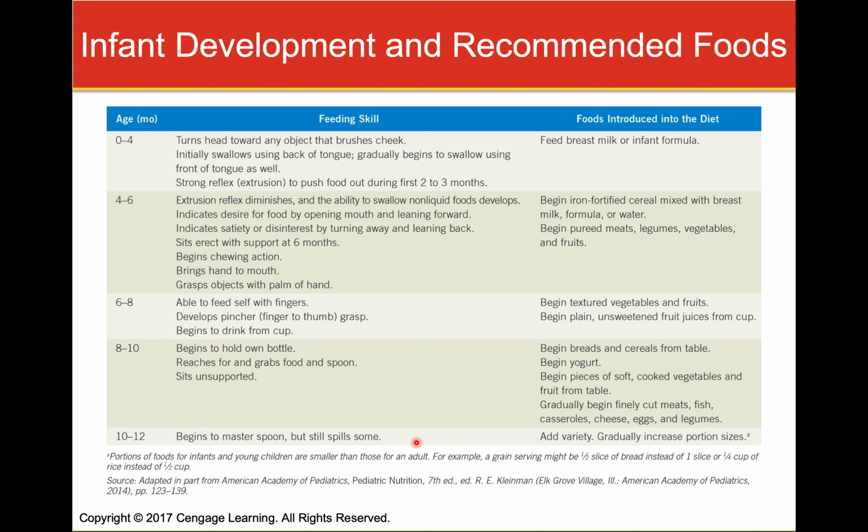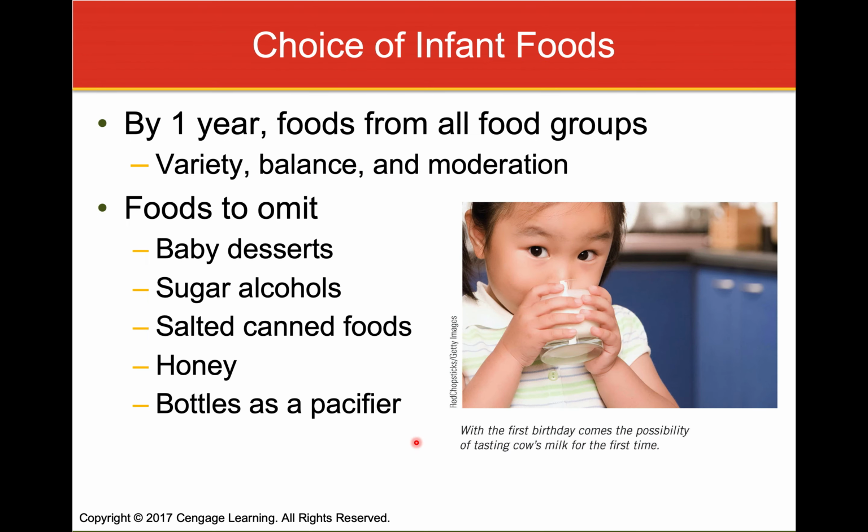And then by 10 to 12 months, you see mastering the spoon, but they still spill some. At this point, you start adding variety and gradually increasing portion sizes. So by 1 year, foods from all groups should be included, focusing on the principles of variety, balance, and moderation.